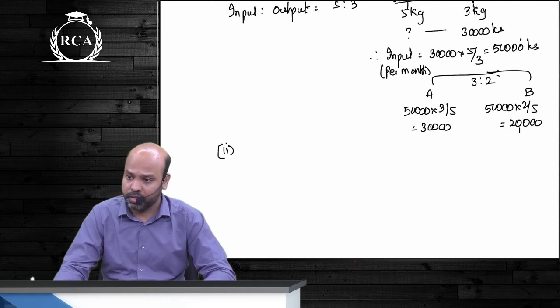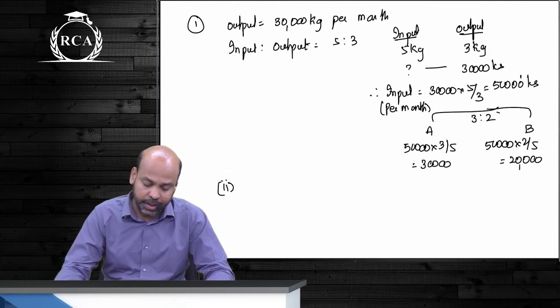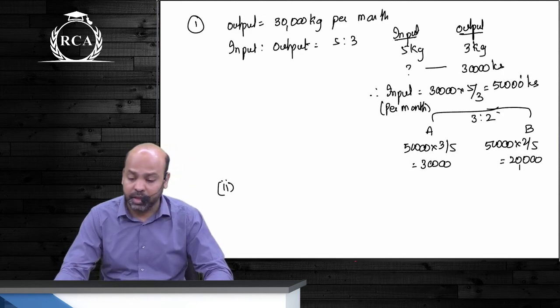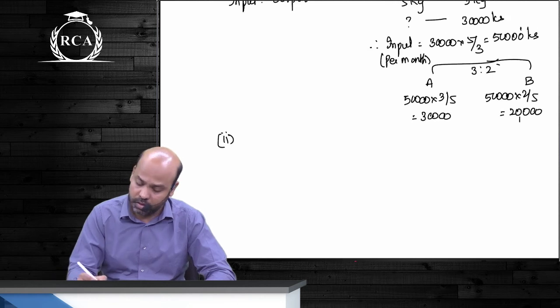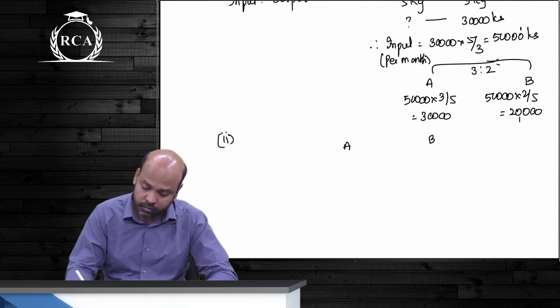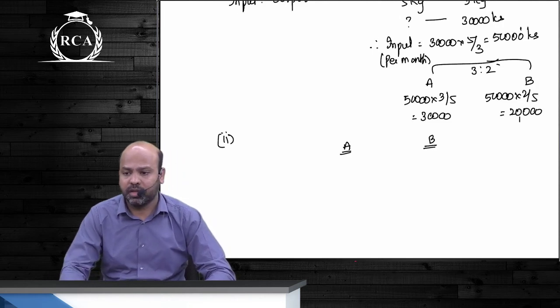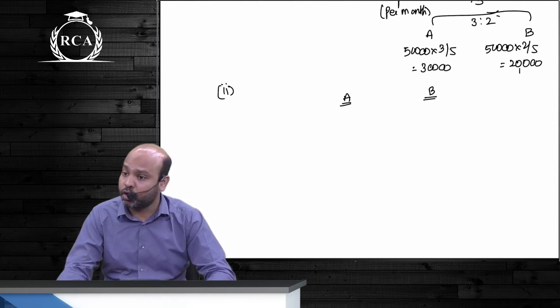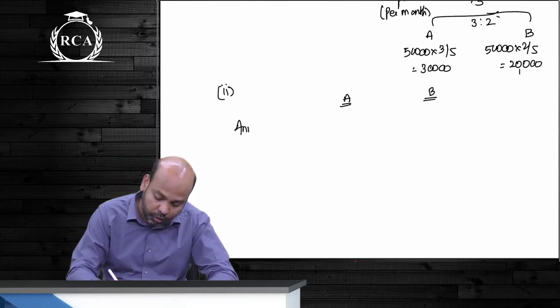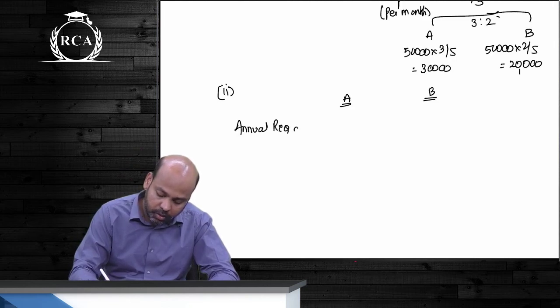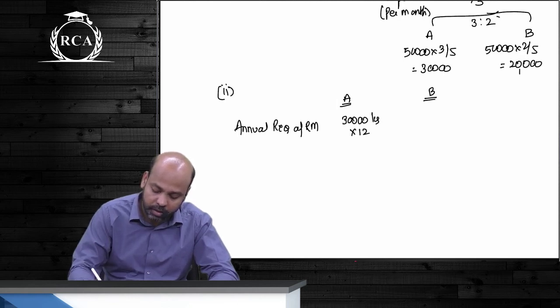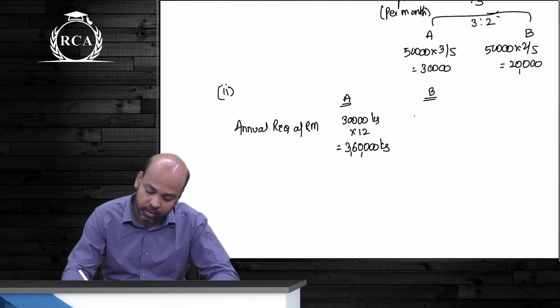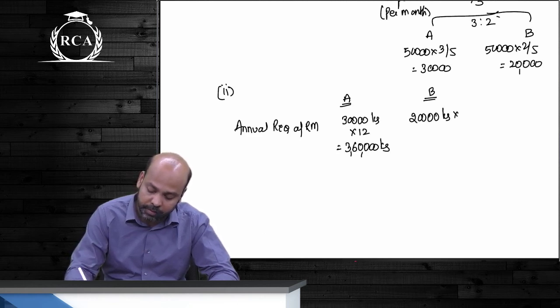What is the second bit, guys? EOQ. A's requirement is 30,000 kgs, B's requirement is 20,000 kgs. To compute EOQ, as I already told you, you need the annual requirement of raw material. How will I arrive at that annual requirement? Annual requirement of A will be 30,000 kgs multiplied by 12, 3,60,000 kgs. What will be the annual requirement of B? 20,000 kgs multiplied by 12, that will be 2,40,000 kgs.